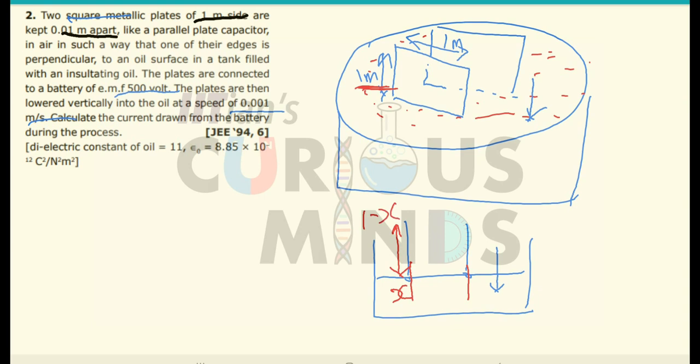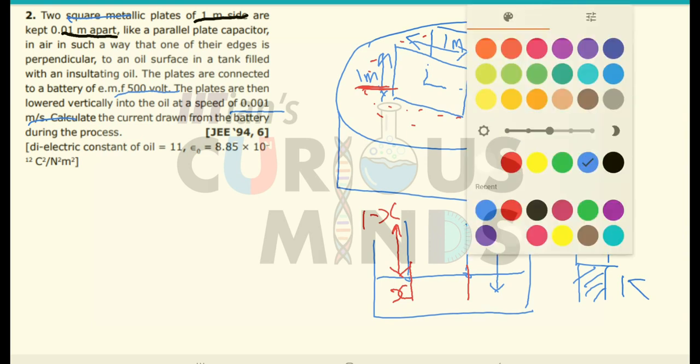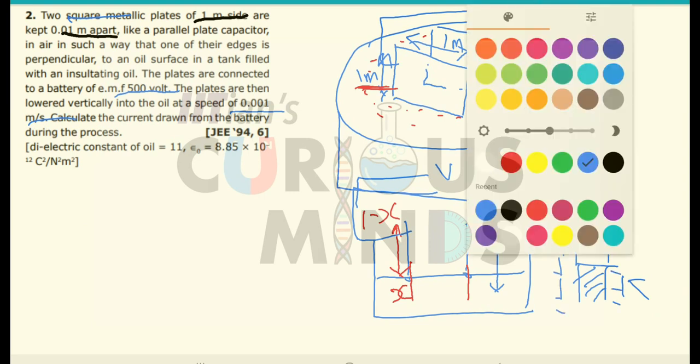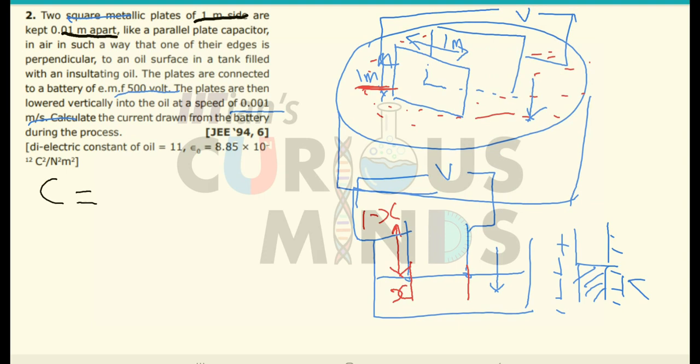So basically I can divide it into two capacitors. The first will be somewhat like this and the second will be somewhat like this, filled with a dielectric of constant K. Now both of them are connected in parallel. Suppose I connect it to a battery of potential V. This will be positive potential and this will be negative potential. Both of them are connected in parallel, so the total capacitance of the circuit will be equal to C1 plus C2.